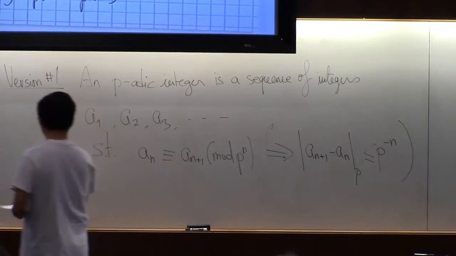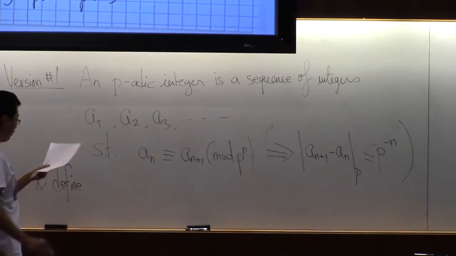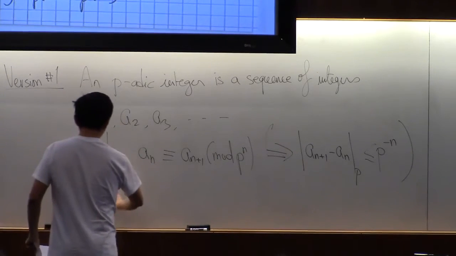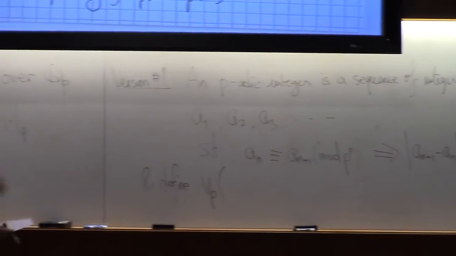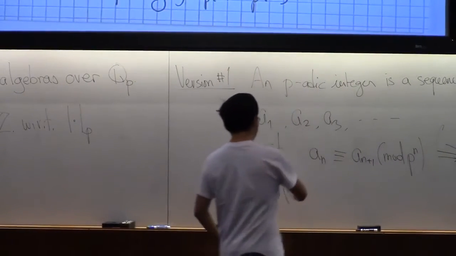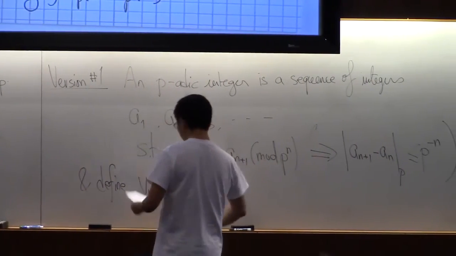Further, when you have this convergent sequence, you can define the p-adic valuation, originally defined over Z or over Q. You can now define it for the sequence by taking the limit of the p-adic valuations.